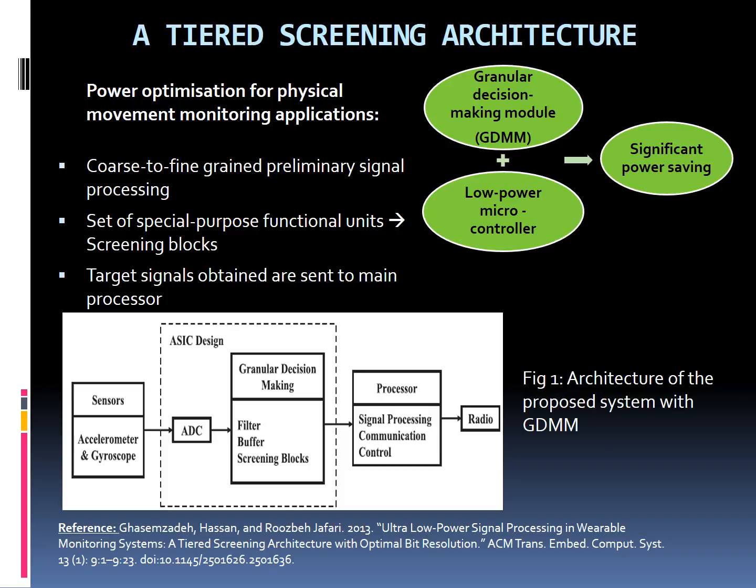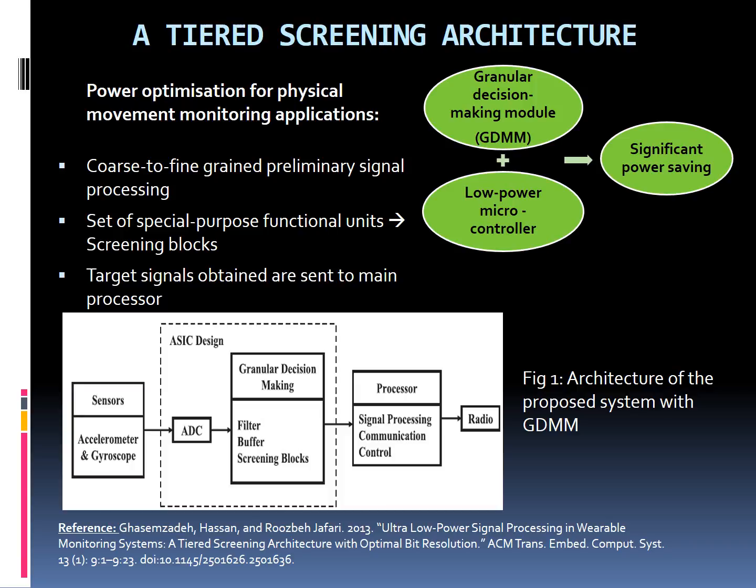Initially, the patient activities are obtained in the form of physiological signals from sensors such as accelerometers, gyroscopes, and so on. Then these analog signals are digitized using the analog to digital converter, after which the digitized signals are made to pass through the granular decision-making module. This decision-making module, in combination with a low-power microcontroller, saves a significant amount of power.